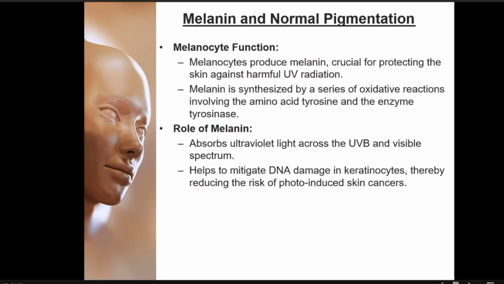Melanin and normal pigmentation. First, we see melanocyte function. The melanocyte produces melanin. It is crucial for protecting the skin against harmful UV radiation. This melanin absorbs UV radiation, so there is a much lower chance of phototoxicity.